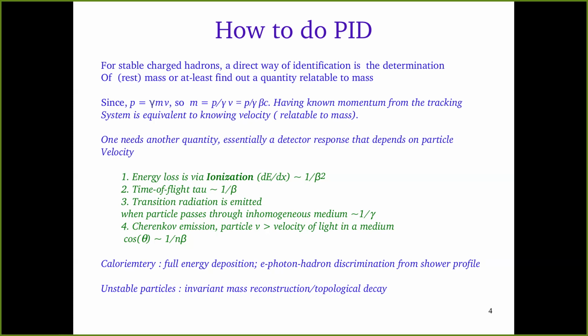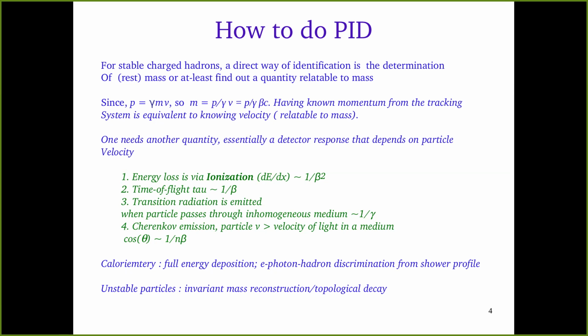So, what is the general strategy? The general strategy is to find, first of all, the momentum, and another quantity, which is essentially a detector response that depends on the velocity. So if you can find these two quantities simultaneously, you are done. Then you can relate them in some way or the other and try to determine the mass of the particle. So what are these ways?